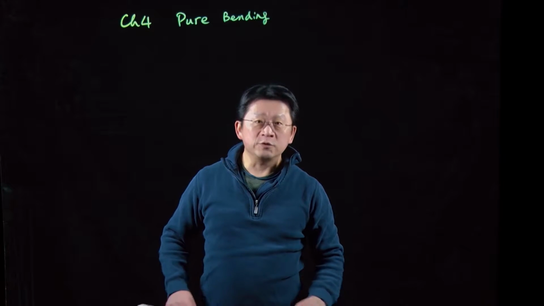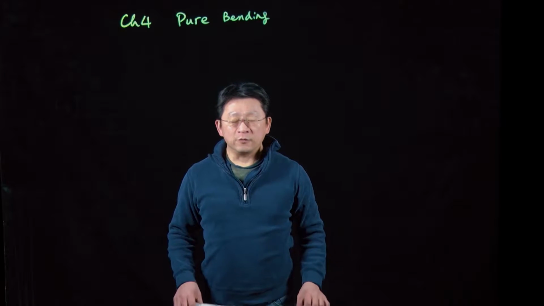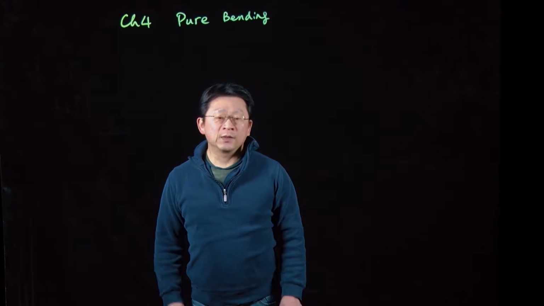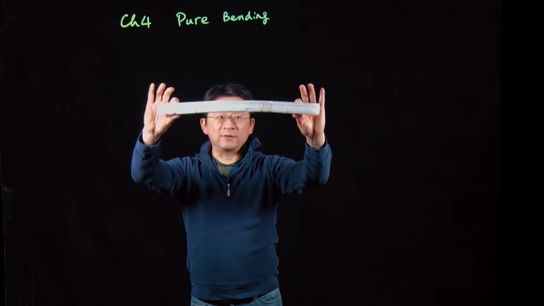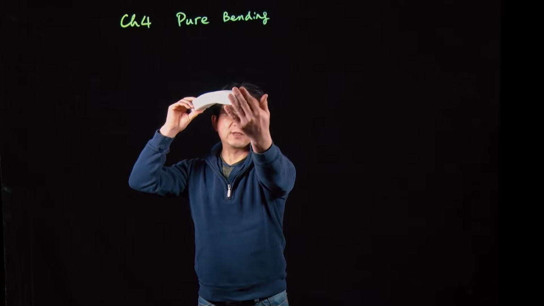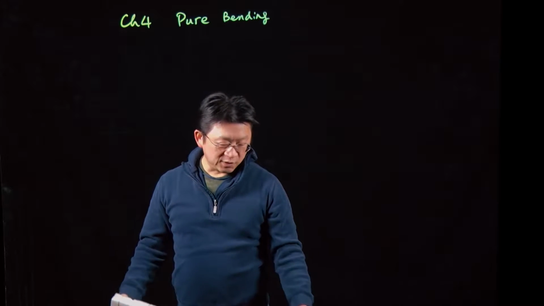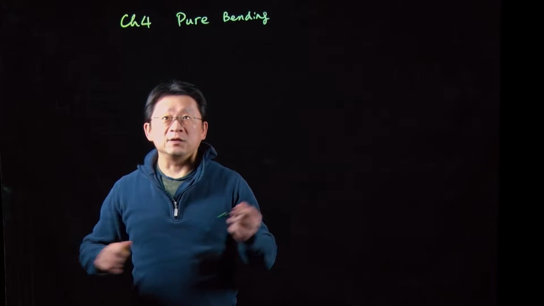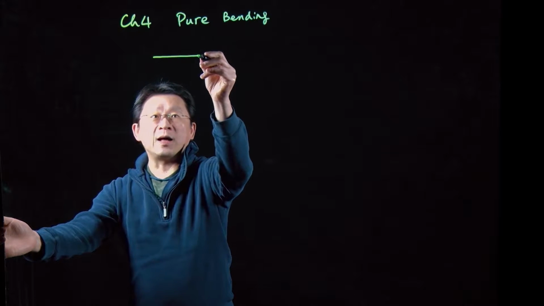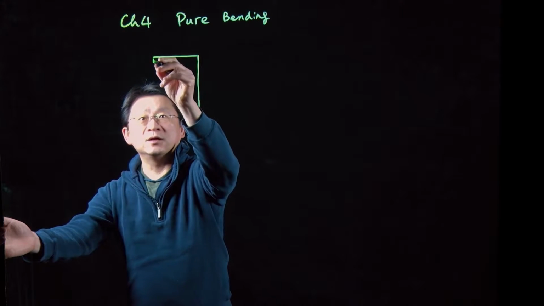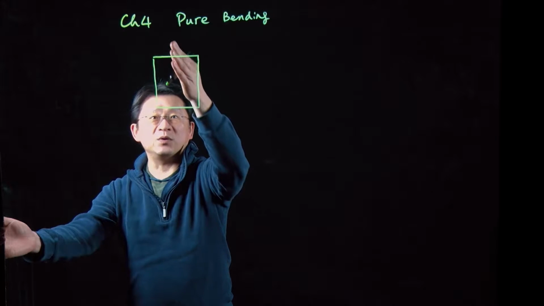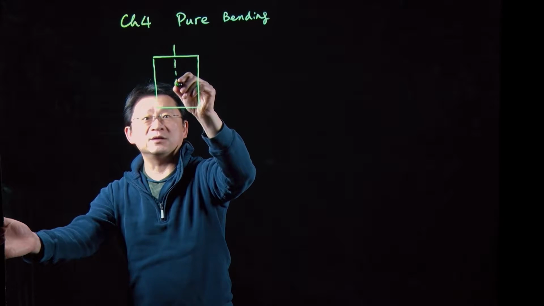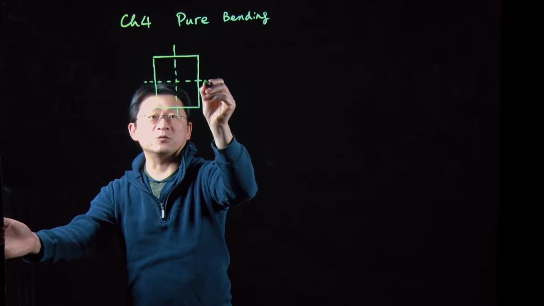First of all, I'm going to introduce the material model we're going to study in pure bending. Here I bring a model that has a rectangular cross section. The model we're going to consider in this chapter has a cross section that has a plane of symmetry. For example, this is a plane of symmetry, this as well.